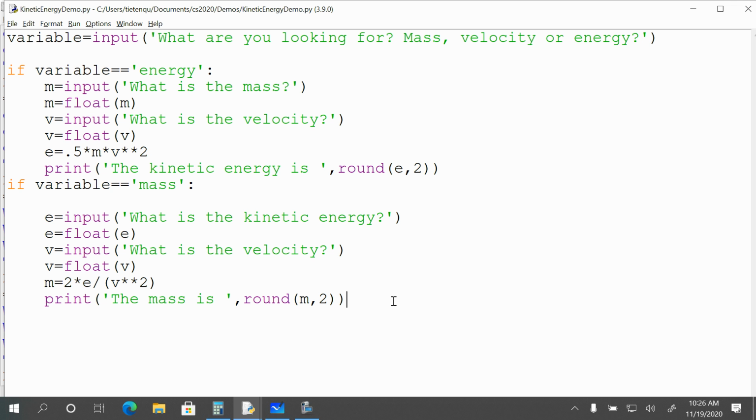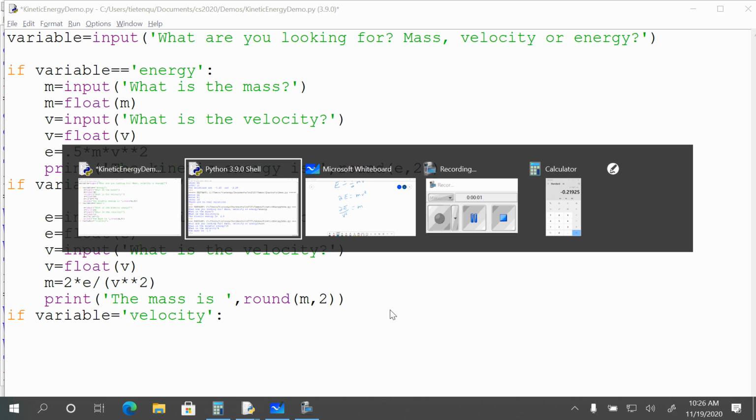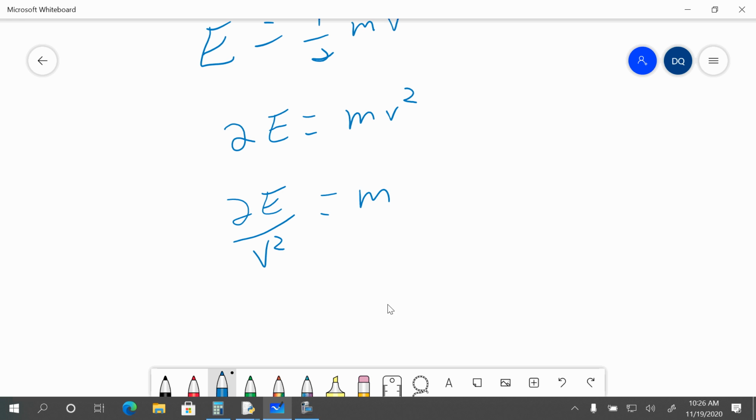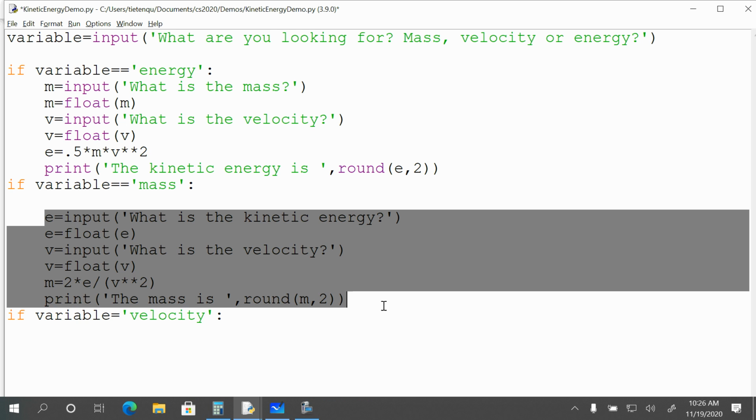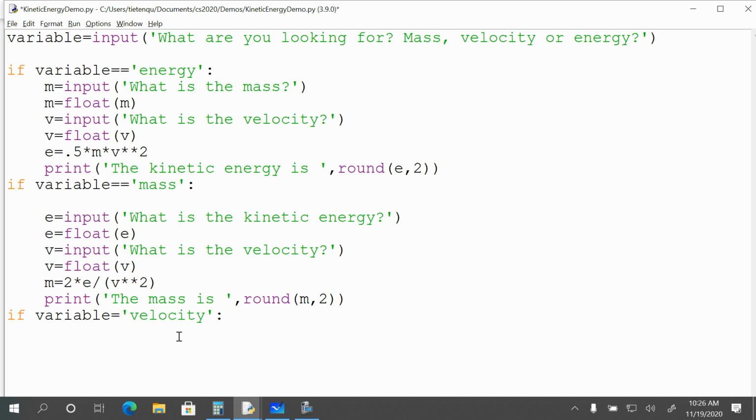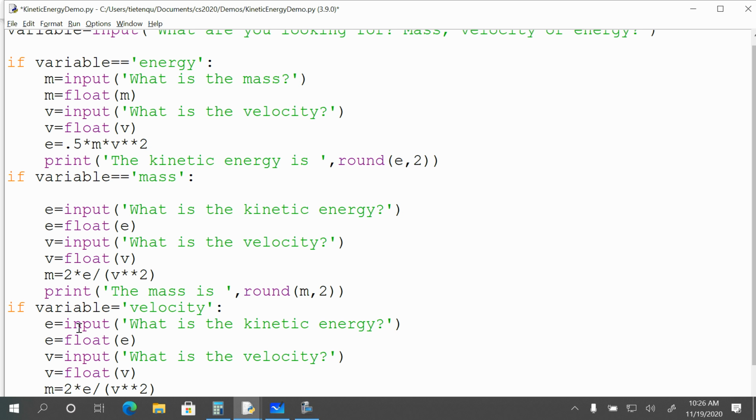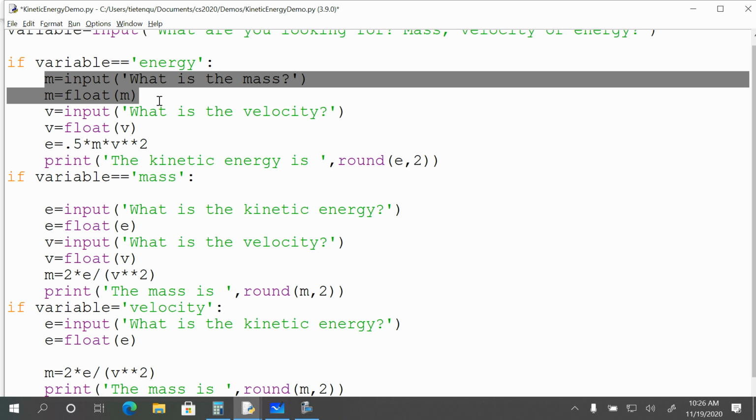Okay, finally, and this is going to be the toughest one, what if they're looking for velocity? So if the variable is equal to velocity. Now, the reason why this one's the toughest is velocity is being squared, so mathematically it's the trickiest one to solve. So just like the others, I'll copy this and then make small changes here. If I'm looking for velocity, I must know energy, and I also must know mass. So I'm going to get rid of that and steal this one here because I'm looking for mass.